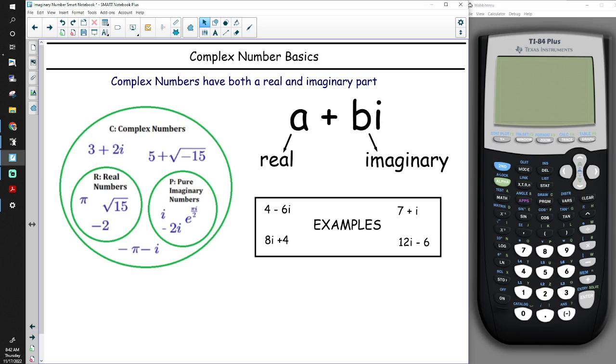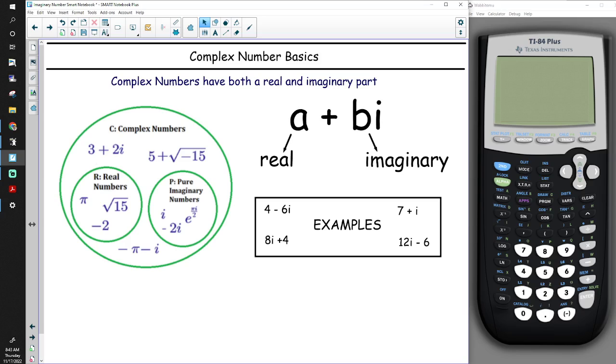Here are some examples. 4 minus 6i is a complex number. The 4 is our real part. The minus 6i, that's the imaginary part. When they're together, it creates a complex number. A real part, an imaginary part. 6i plus 4. Okay, this one's out of order. It's the same as 4 plus 6i if we just flip them around. 4 is the real part. 6i is our imaginary part. Together, it makes a complex number.